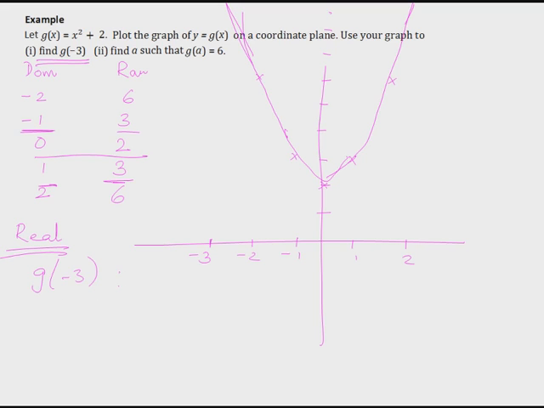Well, the algebraic way of finding g(minus 3) is easy. I plug minus 3 into the equation and I'll get the answer. I'll get minus 3 squared plus 2. That's 11. But here we're supposed to use the graph to find g(minus 3). Let me redraw the graph. So I'm redrawing the graph.